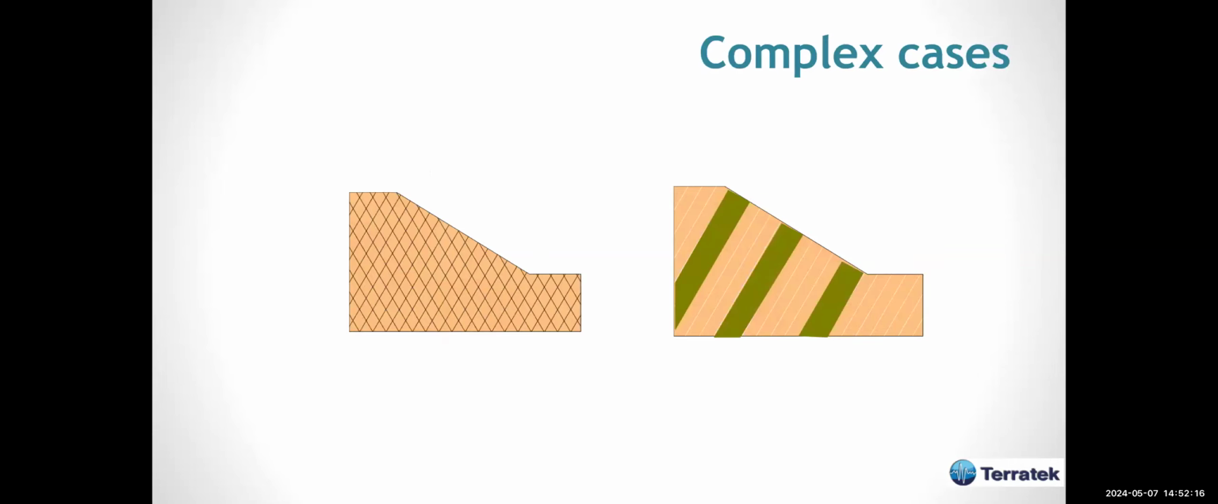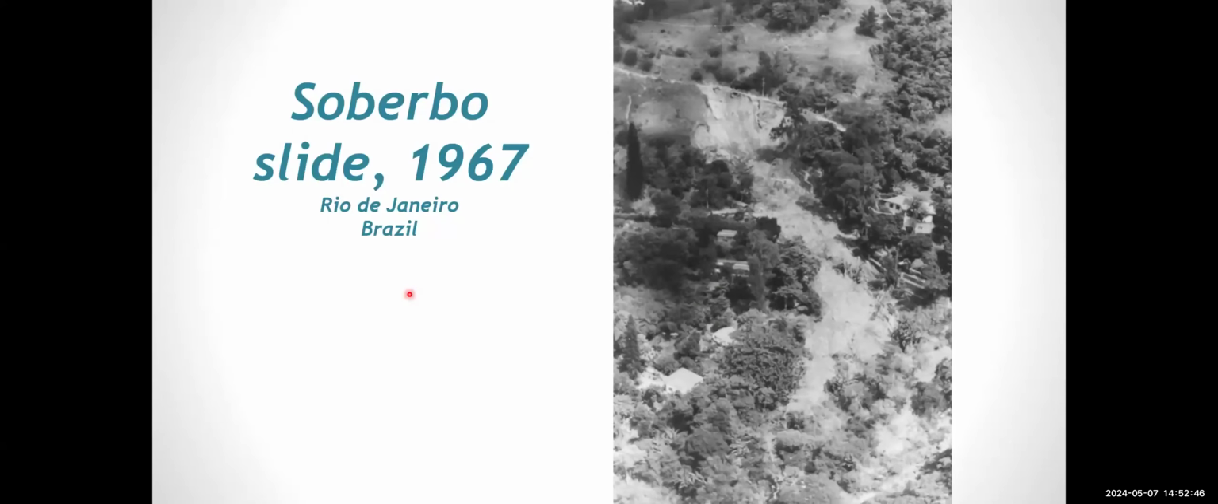Inclined layered soil. And these are complex cases in which we may have, for instance, in this case, dikes. This is very common in gneiss geology, in which we have migmatite dikes, intrusion rocks in the gneiss formation. Okay, you have a kind of complex joints here. And I'm going to talk a little bit about this Soberbo slide.